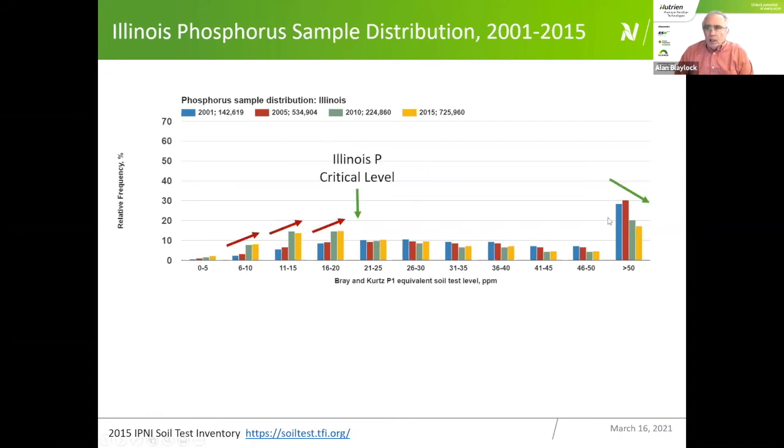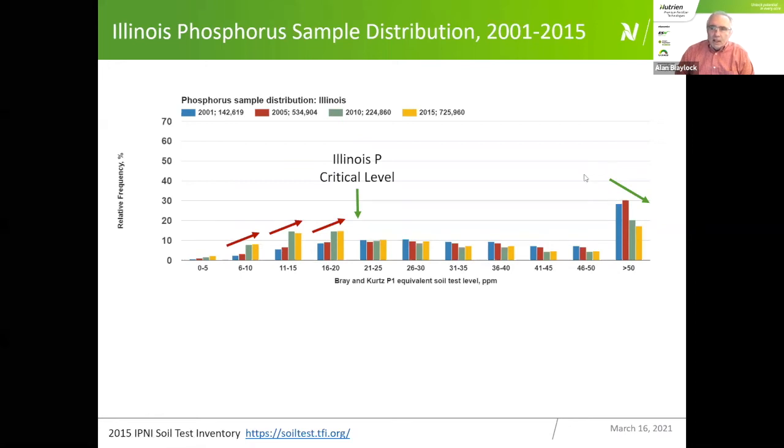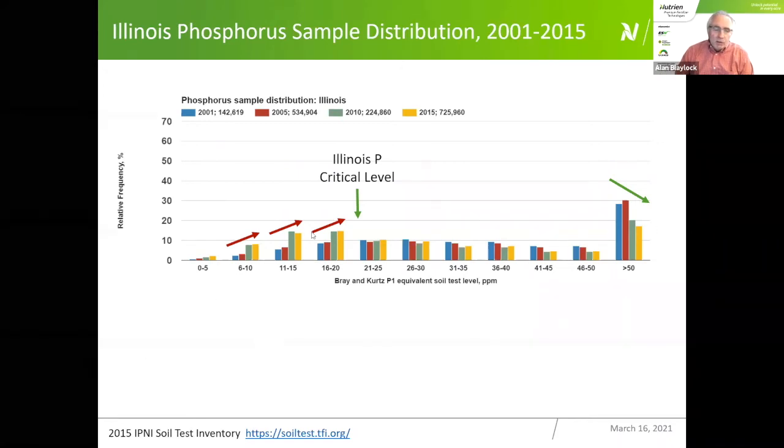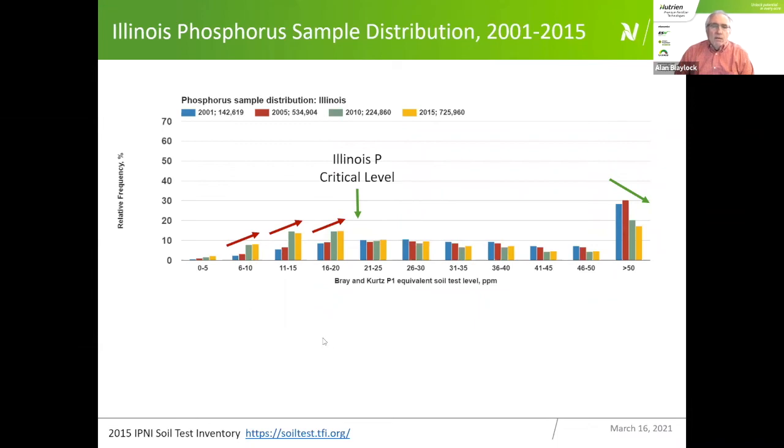And so I indicate here, again, a decrease in the number of excessive soil tests, that I interpret as a good thing. So I put a green arrow there, but increasing in the numbers of samples that are below the critical level, the relative frequency there. And you can see up here the number of samples that were submitted. In 2010, about 225,000. 2015, over 725,000 samples from Illinois went into the inventory. So that's a pretty large number of samples, and should be pretty solid information.